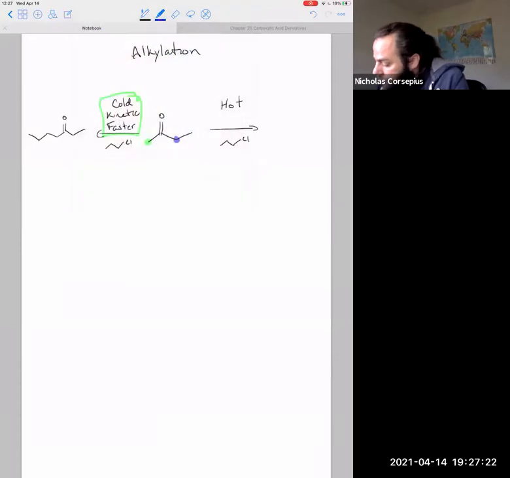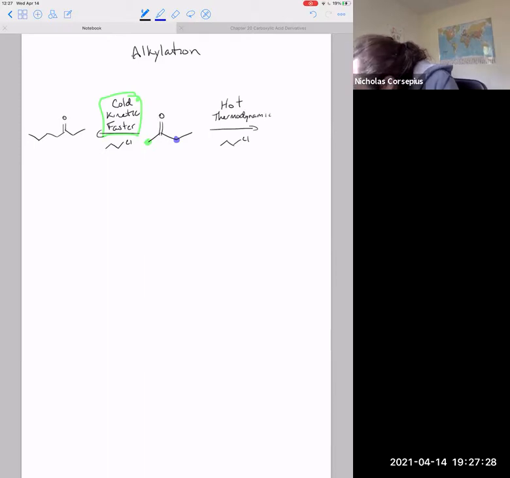Under warm conditions, this is what we call the thermodynamic, which is going to be whichever one forms is more stable. And so in that case, it's going to be the more highly substituted position.